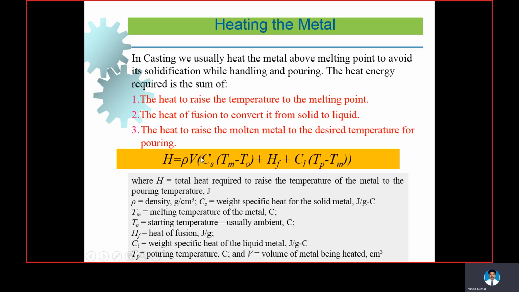So m, which is rho V, is common. Then the heat required to rise to the melting point, this is for the solid. Then the heat of fusion to change solid to liquid. Then the heat required to increase the temperature of the liquid to the pouring temperature. This is how we calculate the total heat required to raise the temperature of the metal to the pouring temperature.